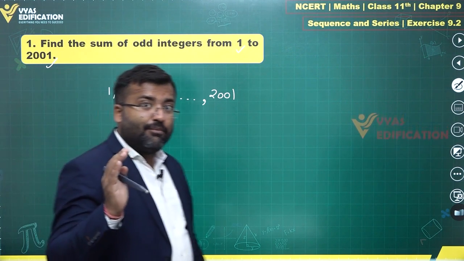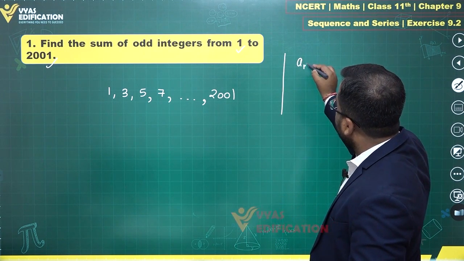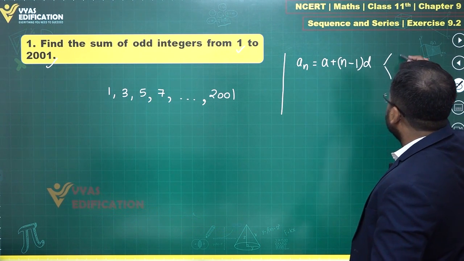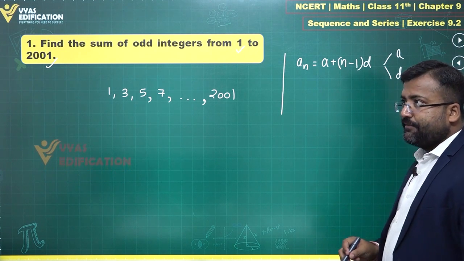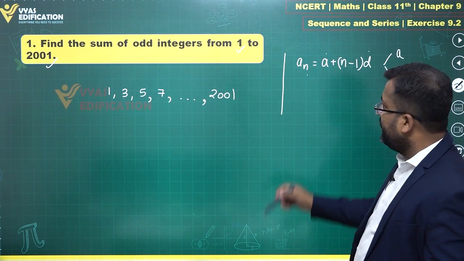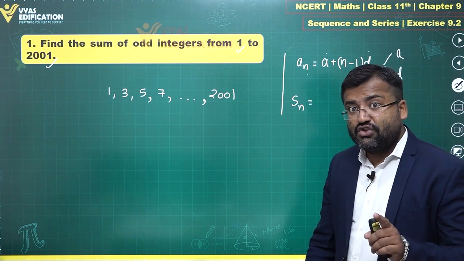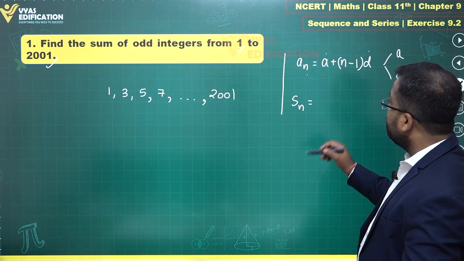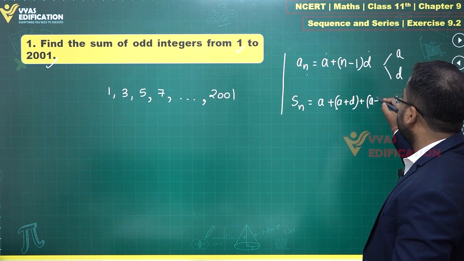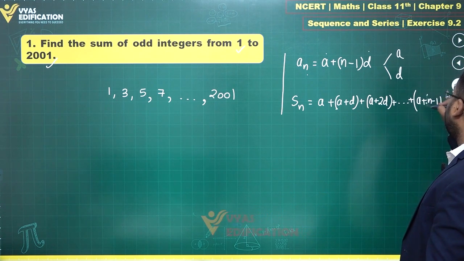The important things about arithmetic progression, let's note those things. So a_n in general is a plus (n minus 1) d. Two things are important, the first term and the common difference. If you know the first term and the common difference, you can always find the nth term. The sum of first n terms, mind you, you have to start from a, which is actually a plus (a plus d) plus (a plus 2d) plus dot dot dot plus (a plus (n minus 1) d).